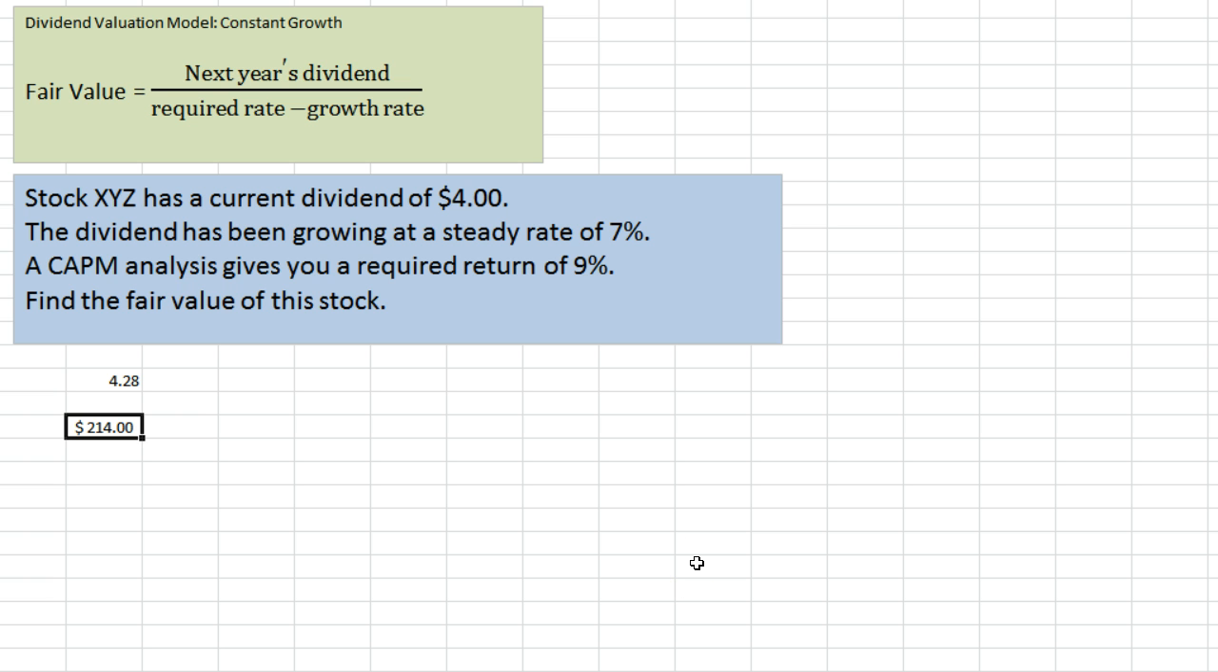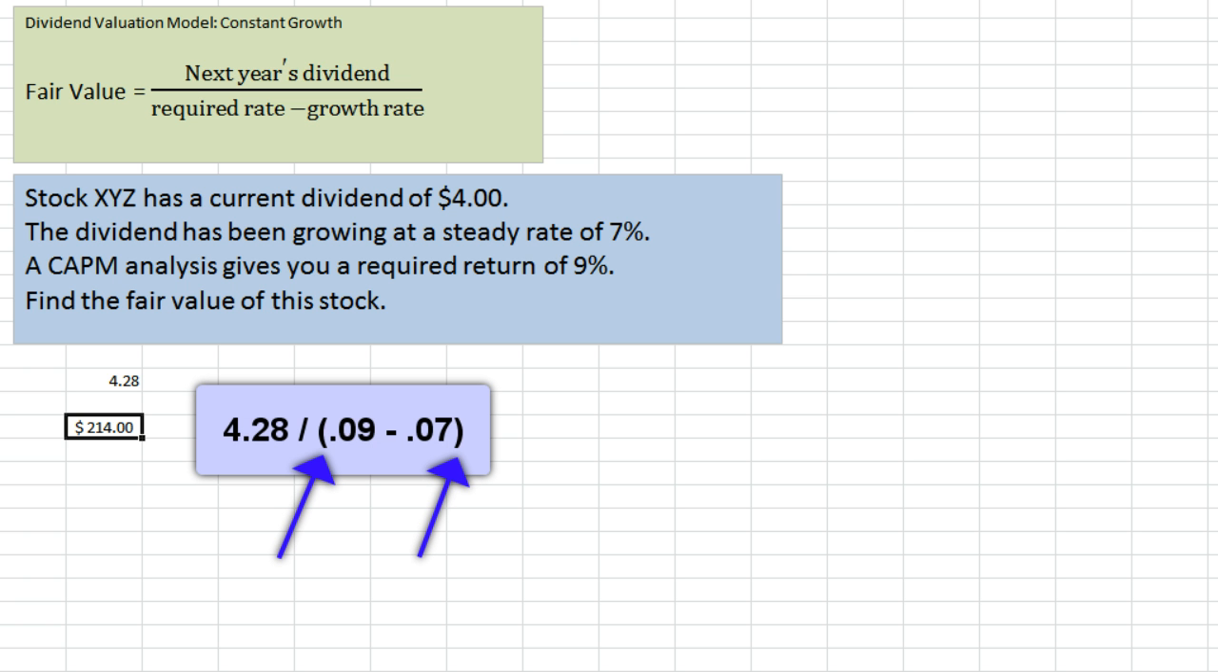If the price of the stock is less than $214, it means we will be expected to get our required return of 9%. If the price of the stock is actually more than $214, we are not going to get our required return. So the two most important things to remember here that sometimes go wrong: the formula uses next year's dividend, and if you're putting this into a calculator or Excel, we need parentheses in the denominator to do this in the proper order.